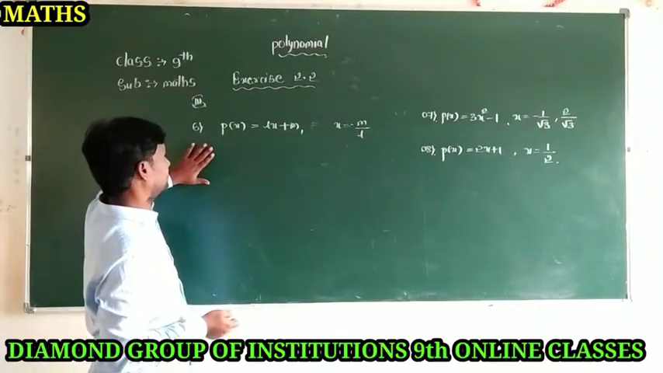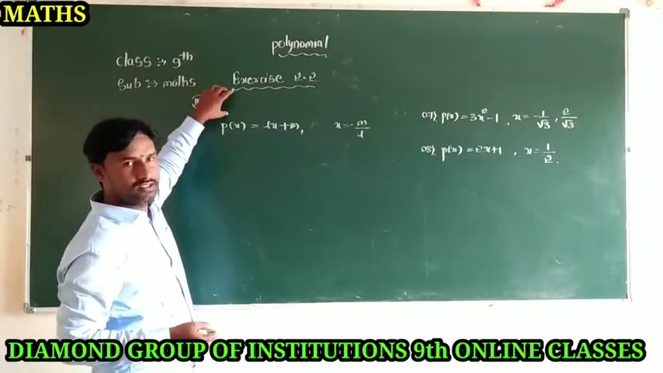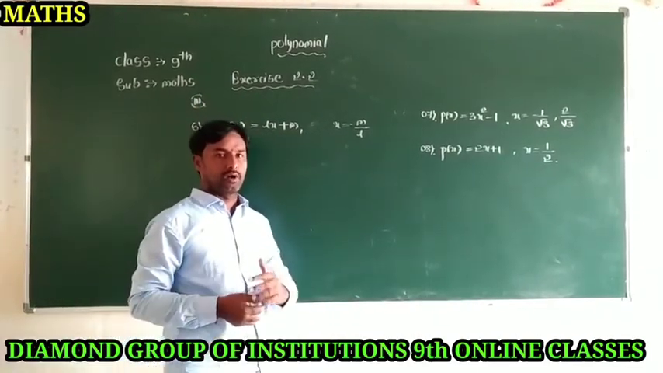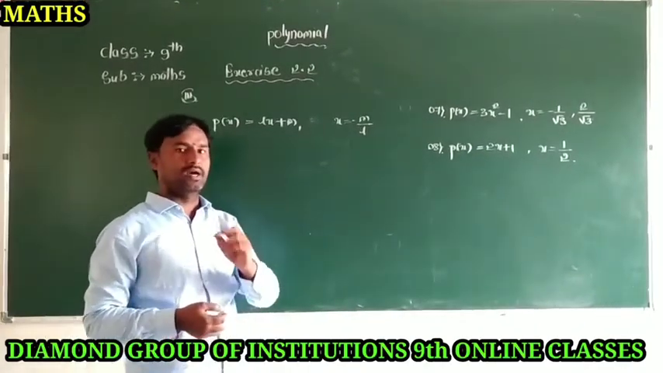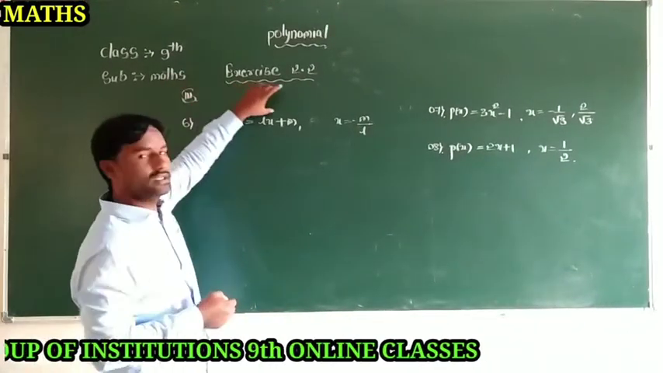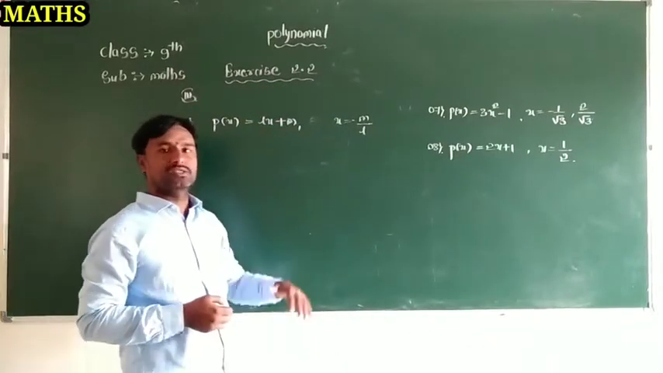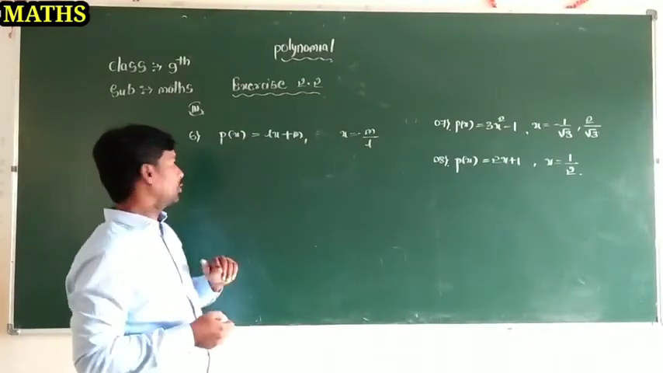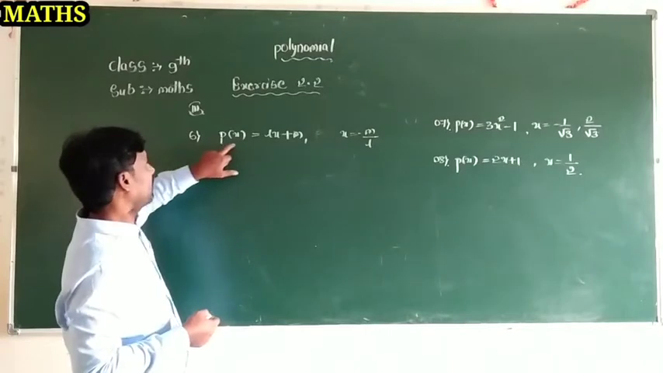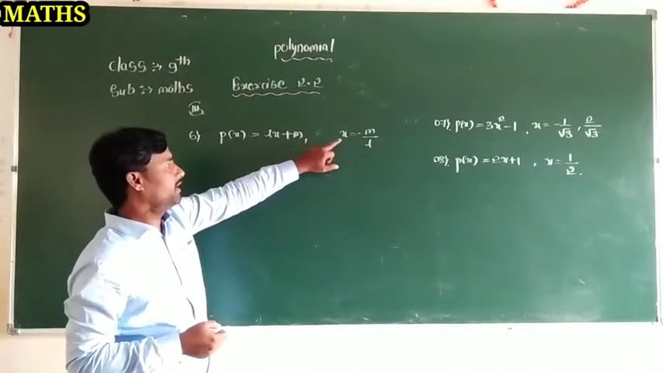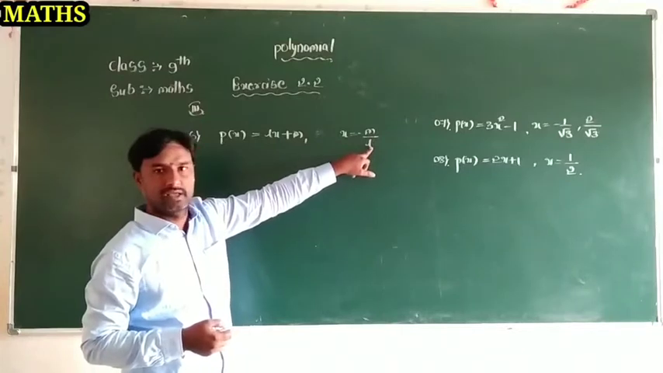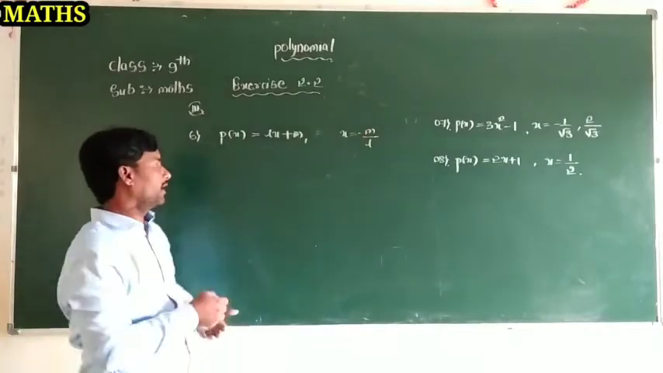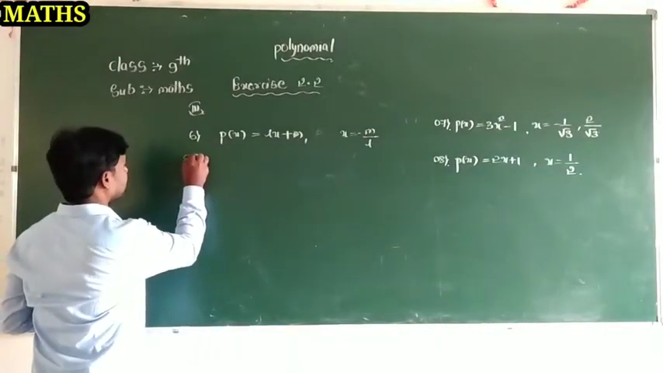So the sixth question is like that. So what is the bit? The bit is saying here, verify whether the given values are zeros of the polynomial or not. That is the question. Already you also know that. So the sixth question is that p of x is equal to lx plus m, and the x value he has given is minus m upon l. Means where is the x, there substitute the value minus m upon l. So let us see the solution here, dear students.